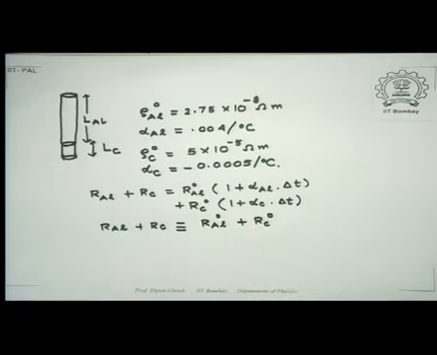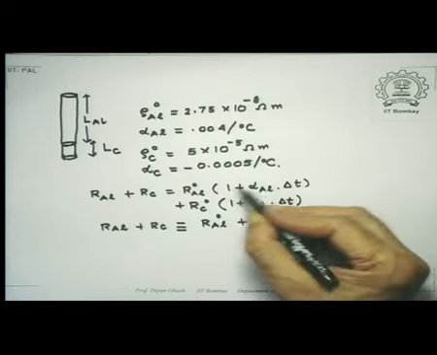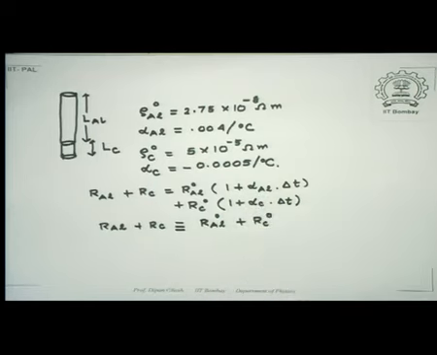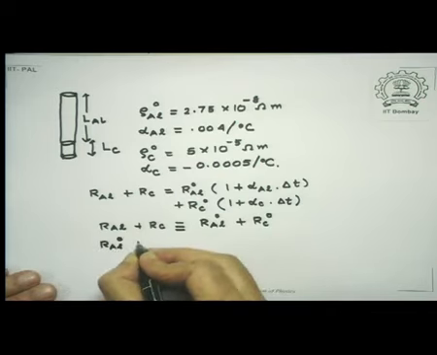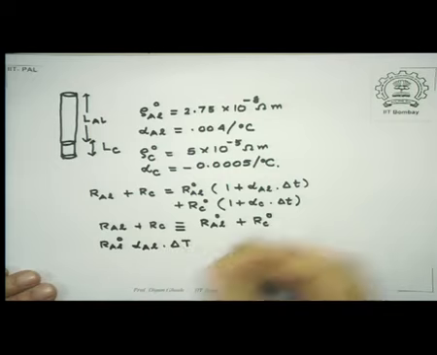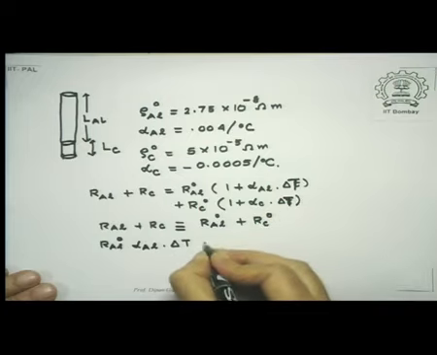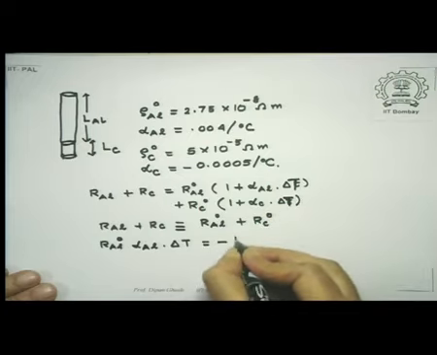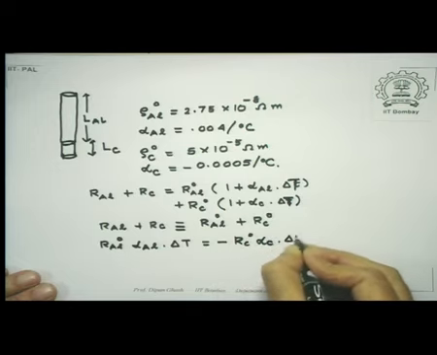Now, if this were so, what I require is that the contribution from the temperature dependent part of these two should cancel. So, what it means is R aluminum 0 alpha aluminum times delta T, I should have written as delta capital T, equal to minus R carbon alpha carbon into delta T.